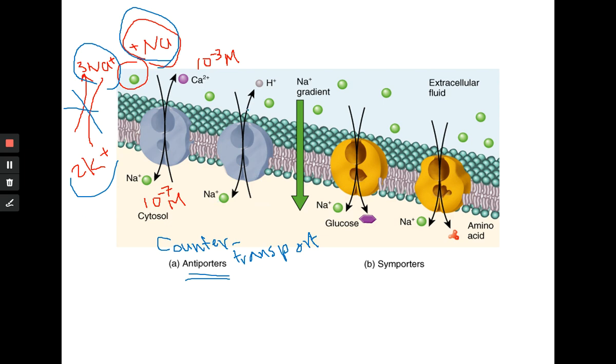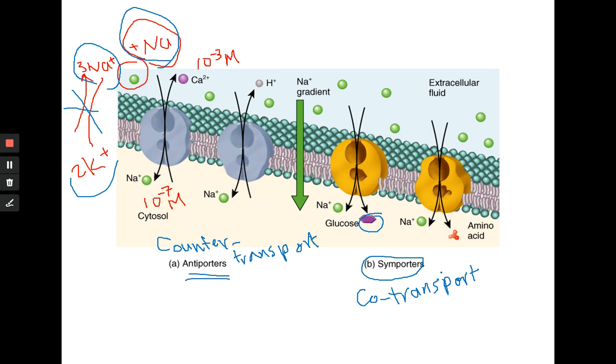The same thing for sodium hydrogen counter transport, our antiport, sodium hydrogen. So sodium goes in exchange for hydrogen. Now the other kind of transport could be symport or co-transport. So if sodium goes in, it goes with it glucose. This is called sodium glucose co-transport. Or sodium amino acid co-transport.